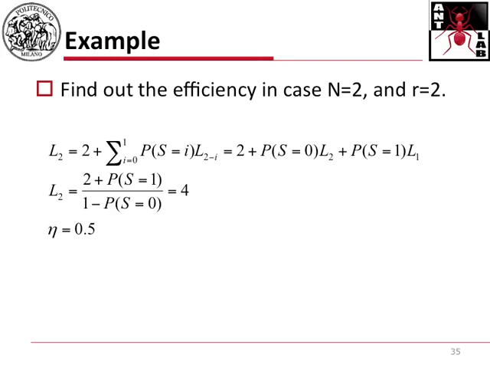Why is it 4? You tell me, in this case, what is P of S equal to 1? This is the probability that in the previous step I had just one successful transmission. What is it?